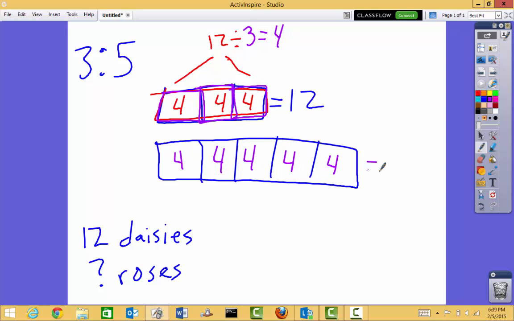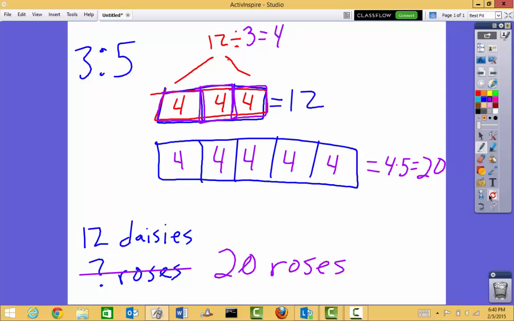So now I'm ready to figure it out. 4 plus 4 plus 4 plus 4 plus 4 is the same as 4 times 5, which is 20. So I have 20 roses. Okay, now for my very last problem.